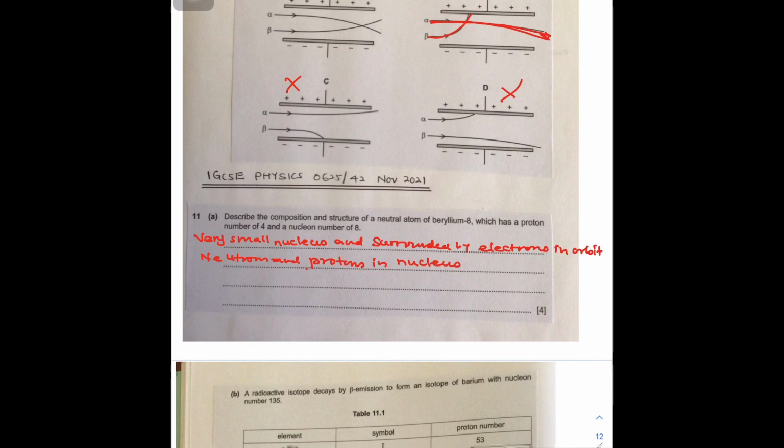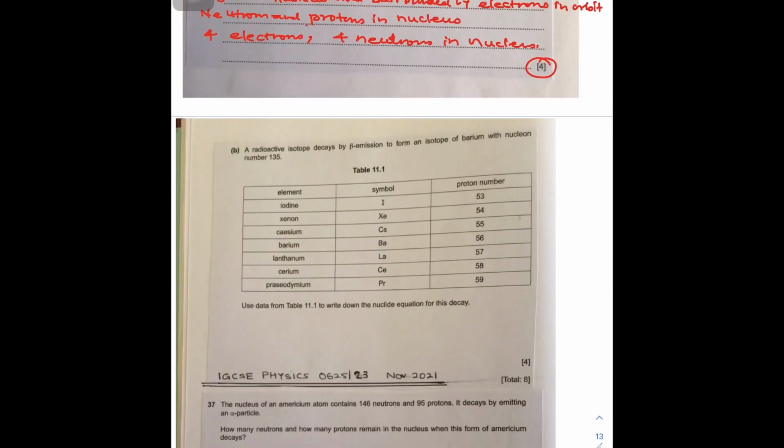Okay, beryllium-8, Be-8, has 4 protons, right? So it has 4 electrons and 4 neutrons in the nucleus. All right, if it is 4 marks, remember you have to write at least 4 things.